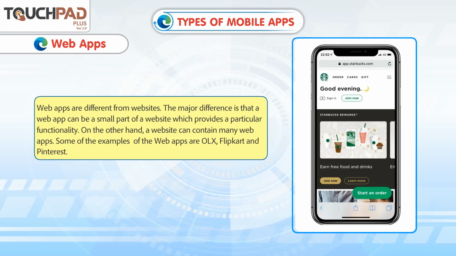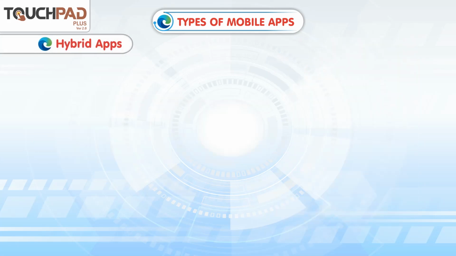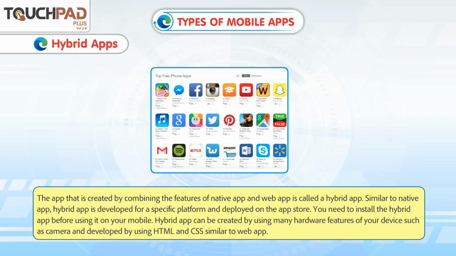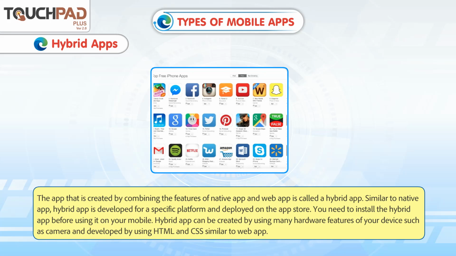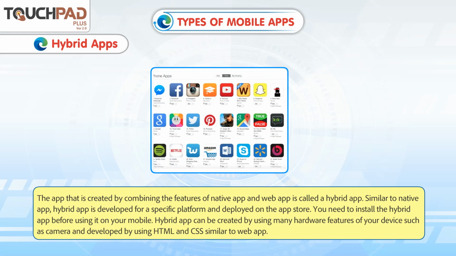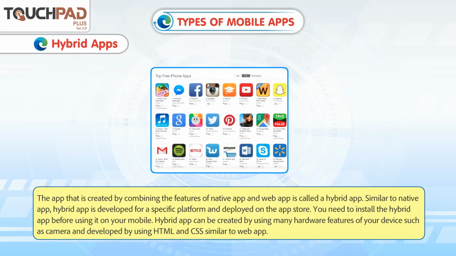Some of the examples of the web apps are OLX, Flipkart, and Pinterest. Hybrid apps. The app that is created by combining the features of native app and web app is called a hybrid app. Similar to native app, hybrid app is developed for a specific platform and deployed on the App Store. You need to install the hybrid app before using it on your mobile.